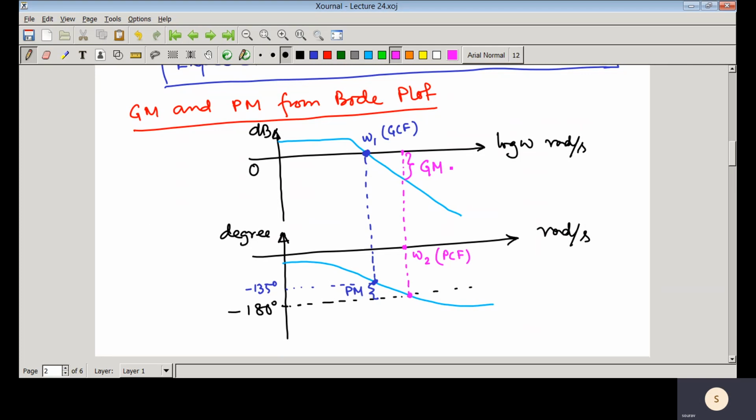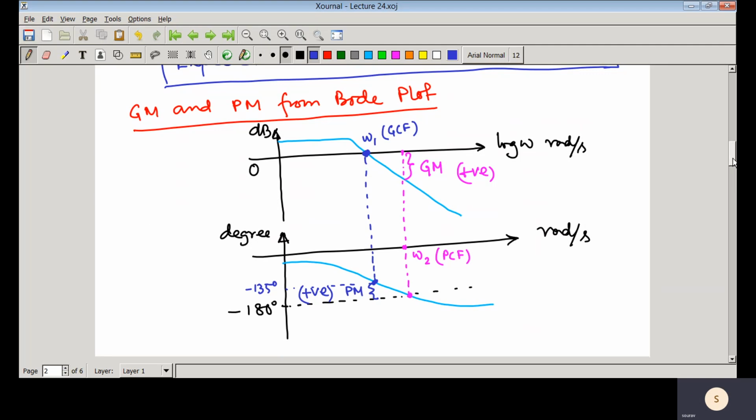And here we have shown it for stable systems, where both gain margin and phase margin are positive. So these are all positive gain margin and phase margin. Positive gain margin and phase margin means it is a stable system. Whenever we check stability, from the Bode plot also we can check stability. That means if it is a minimum phase system and it has positive gain margin and phase margin, then it is a stable system.